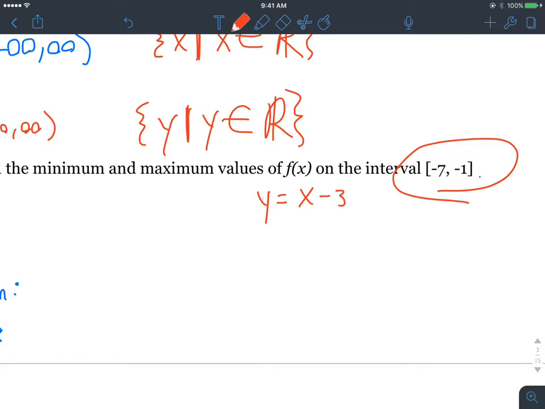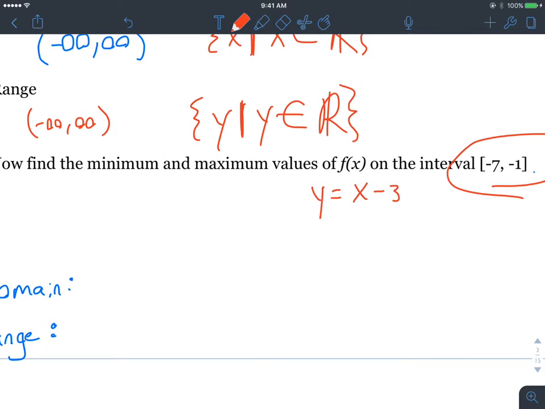That's an interval right there. So these are your x values right here, and that's an x, and then this is like the other x there on that domain value. And you're just going to plug them in. Okay, so if we plug in -7, that's going to be y equals -7 and then -3, which gets us -10.